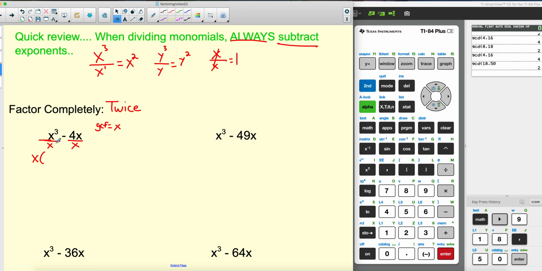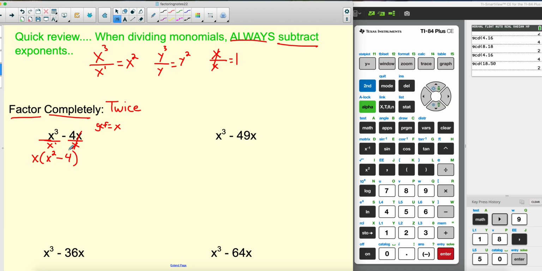X to the third divided by x to the first is always x to the second, always. Minus sign comes down. Here, the x's are exactly the same, so they cancel out. Now, I'm not going to write a 1 here because, guys, what number is that? 4. That comes down. And then you close parentheses. Now, normally you would be finished, but because it says factor completely, guys, you factor twice.